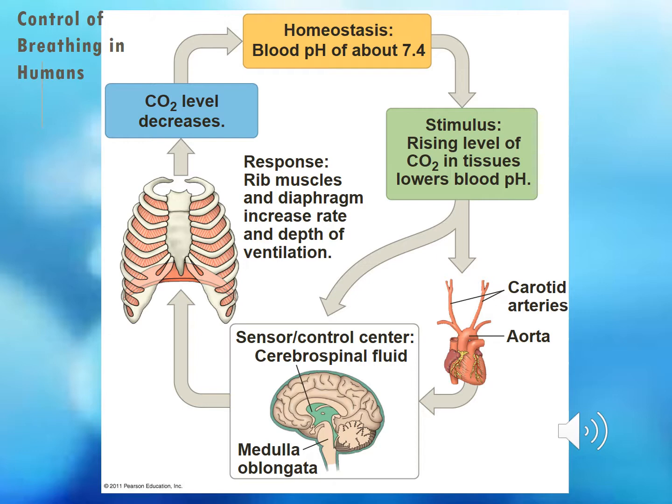The figure shown explains the control of breathing in humans. The normal blood pH is shown to be 7.4. When carbon dioxide levels in the tissues begin to rise, the blood pH drops. This could happen when you exercise. The medulla then detects the decrease in pH of cerebrospinal fluid. The sensors in the major blood vessels also detect a decrease in pH. The medulla then receives the signals from the vessels and sends signals to the rib muscles and the diaphragm to increase the rate and depth of ventilation. The blood carbon dioxide levels fall and the pH rises back to normal.